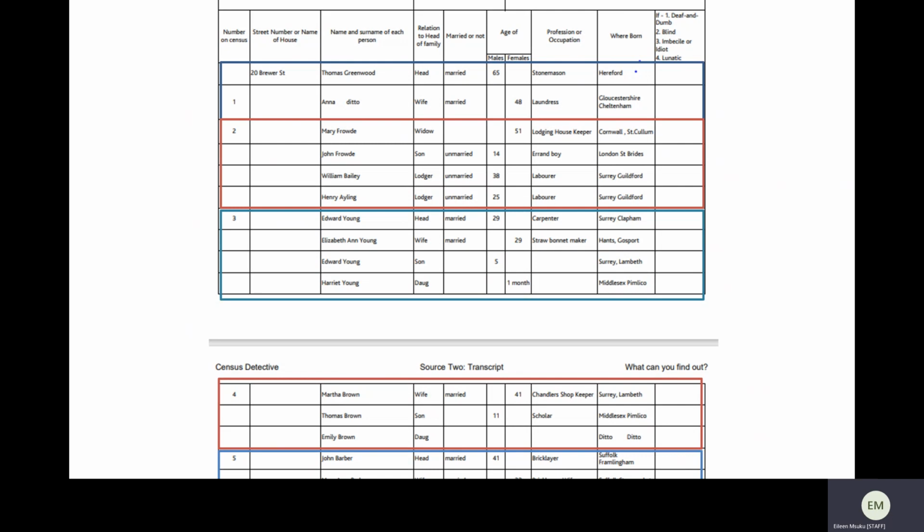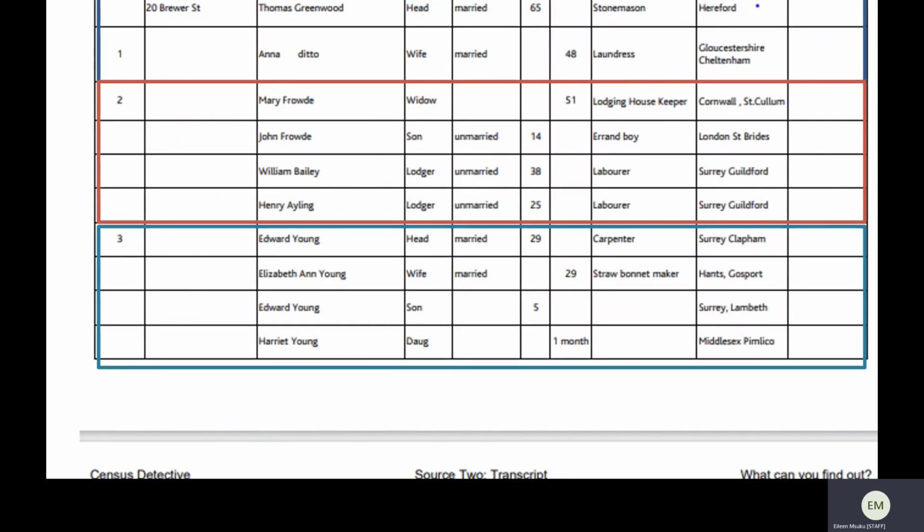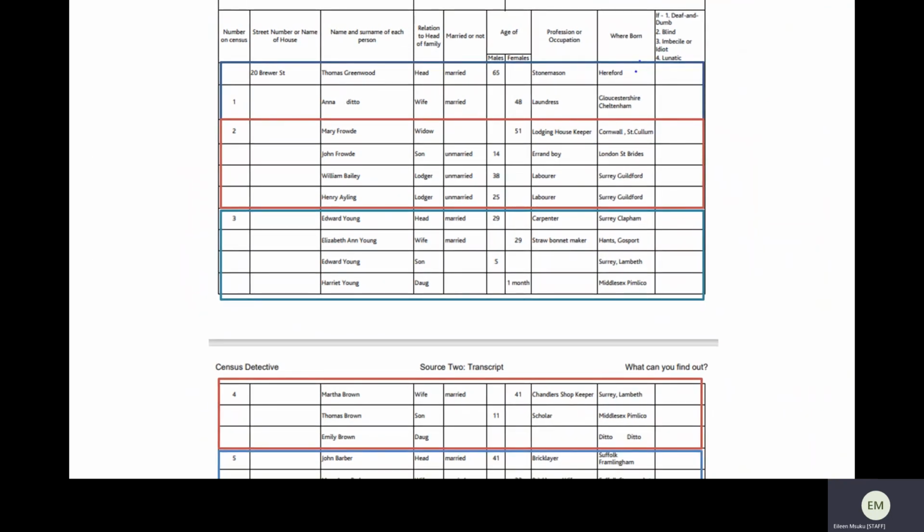And then we've got 2 lodgers. So they're related to Mary Froud because they are her lodgers. They're staying in rooms that she is in charge of. William Bailey and Henry Ayling. So William is 38, Henry is 25, and they're both labourers. So that means they both do building work, or they help people out doing some labouring jobs, doing some tough, heavy lifting and heavy jobs. And they were both born in Surrey, in Guildford in Surrey. Okay, so now we've got 2 different families of our house that are living there. We're moving on to our 3rd family.